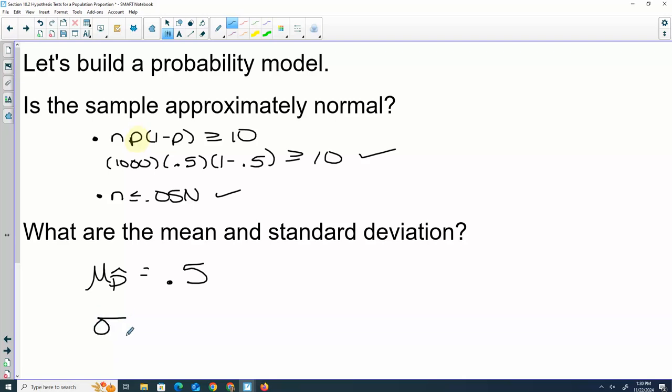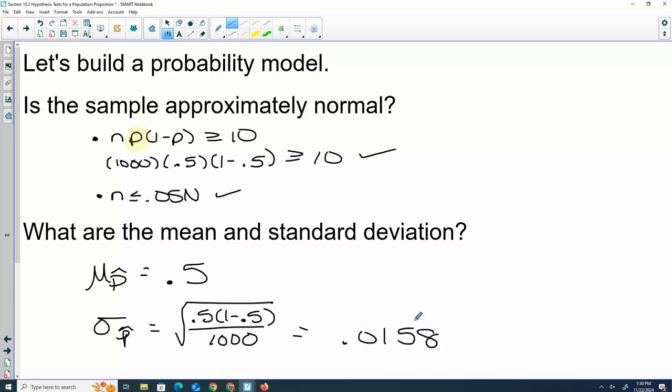Our standard deviation is the square root of p times 1 minus p over n. And I get 0.0158. So far so good?